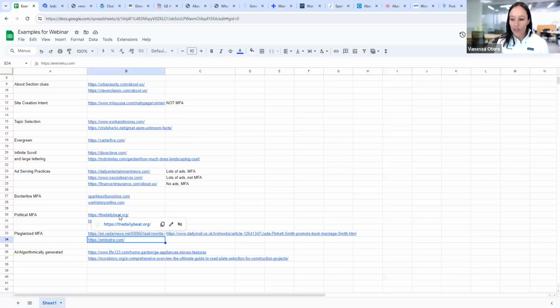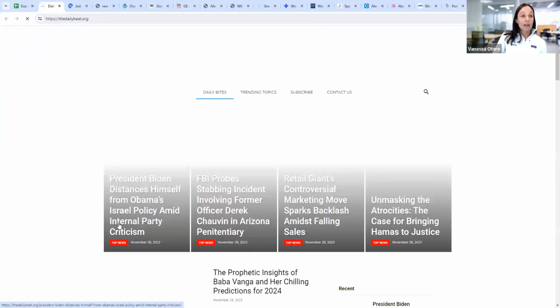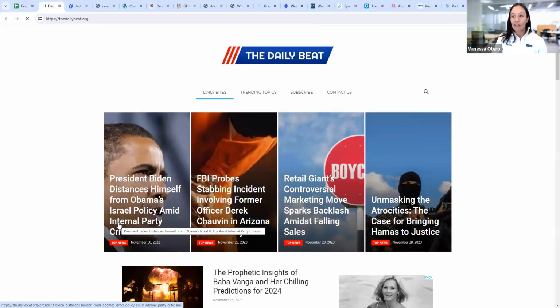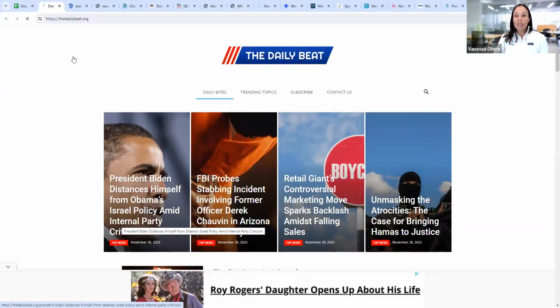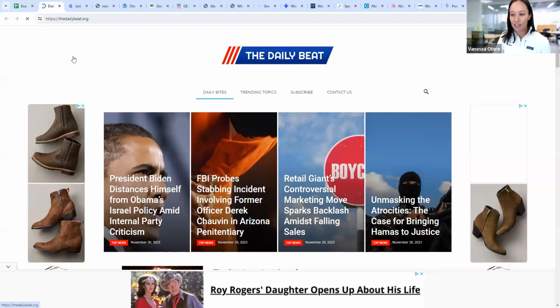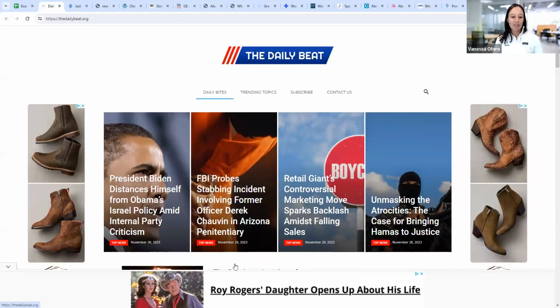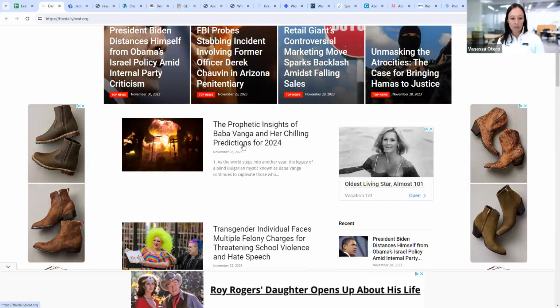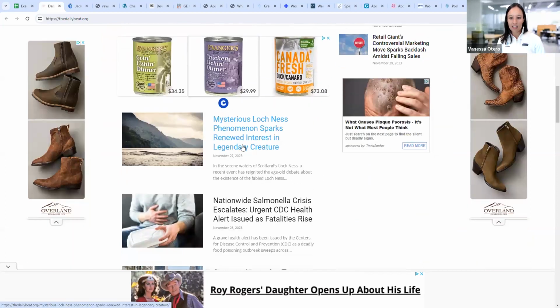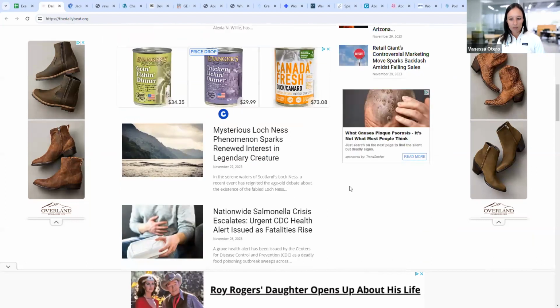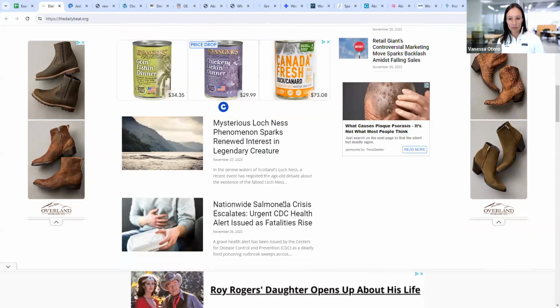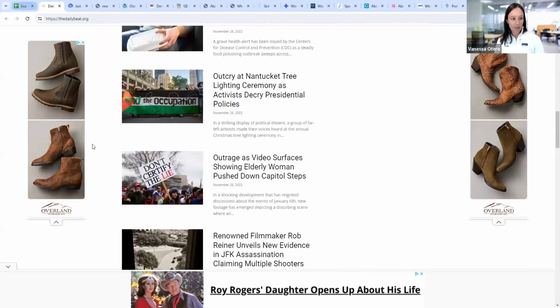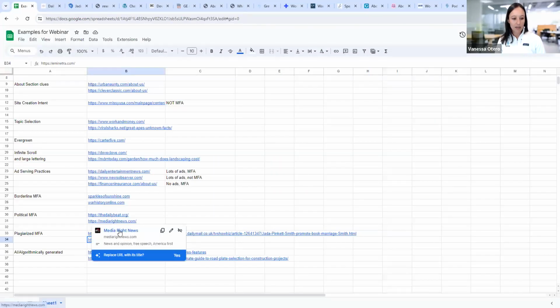What else is fun? There's a couple of other things they do, like political MFA. These draw audiences too. So this is the dailybeat.org, probably trying to steal a little traffic from the Daily Beast. On the left, this tends to be more left-leaning content, but it's basically similar practices. A lot of advertorials have pretty gross pictures. That's a fun thing. And then here's one on the right, Media Right News.